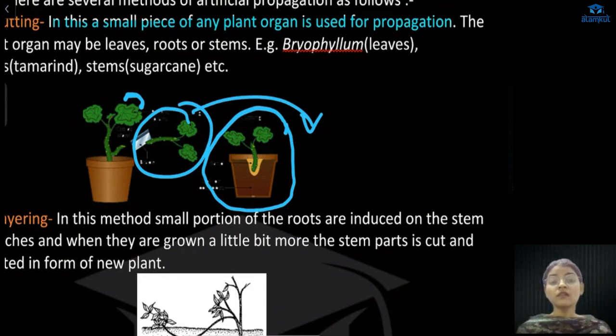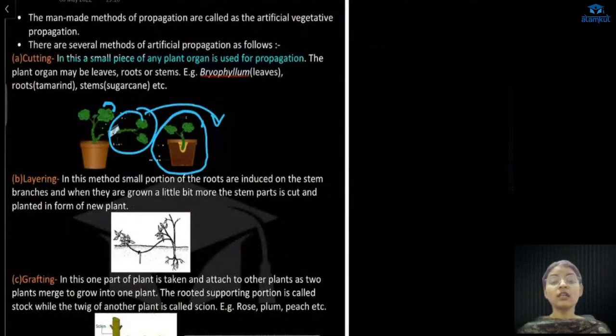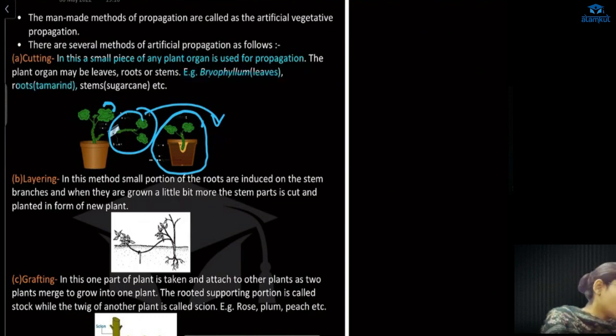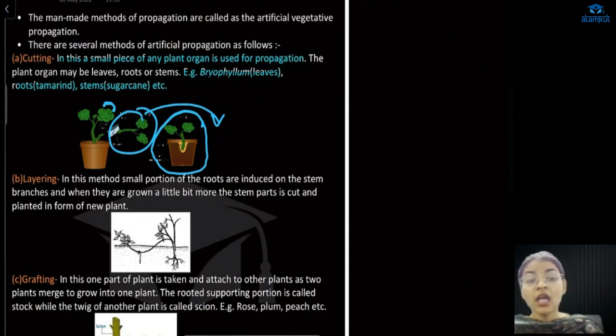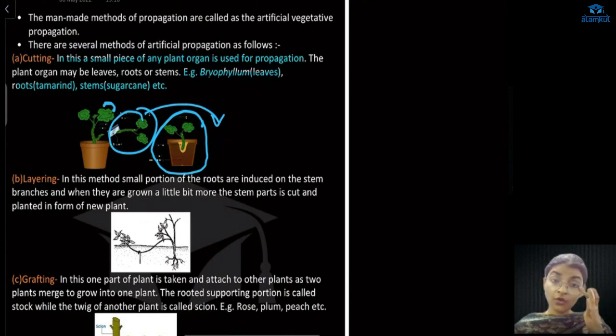So this is the method of cutting. Cutting creates a large number of plants of the same kind, so we can create a clone of that plant. Examples are Bryophyllum, roots, stems, sugarcane, tamarind. Many plants use the cutting method for the growth of clone plants, or plant copying.